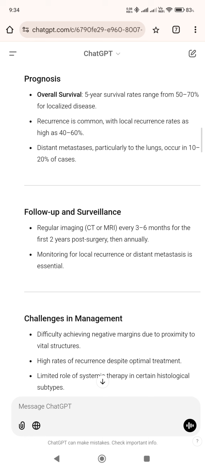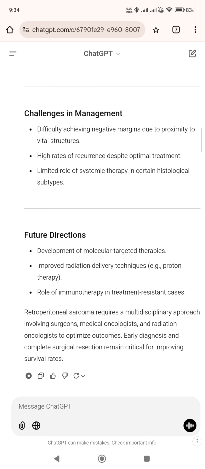Follow-up and surveillance. Regular imaging, CT or MRI, every 3 to 6 months for the first 2 years post-surgery, then annually. Monitoring for local recurrence or distant metastasis is essential. Challenges in management: difficulty achieving negative margins due to proximity to vital structures, high rates of recurrence despite optimal treatment, and limited role of systemic therapy in certain histological subtypes.